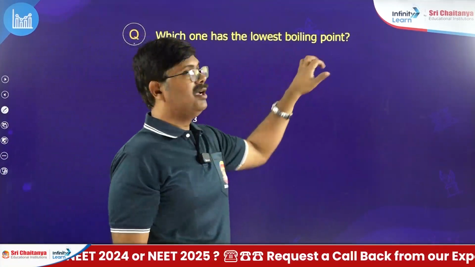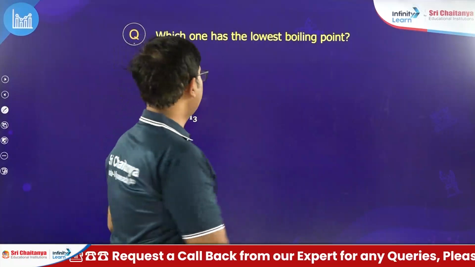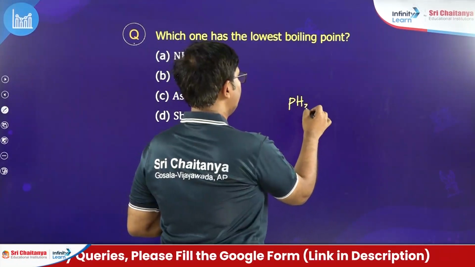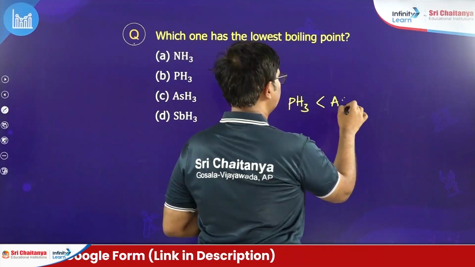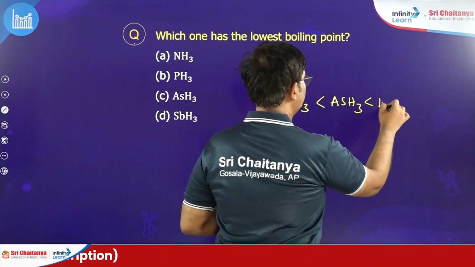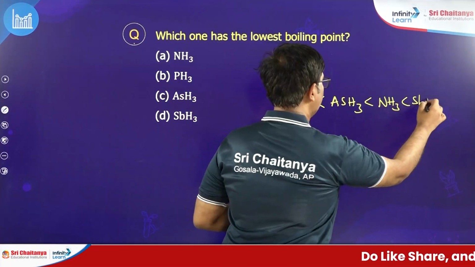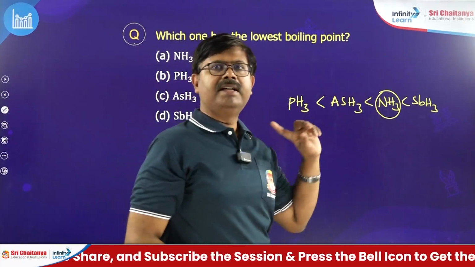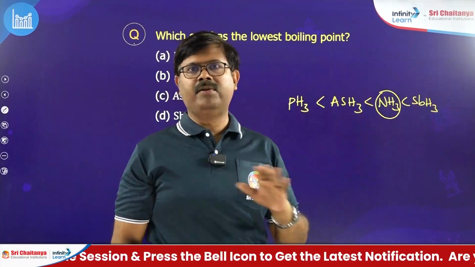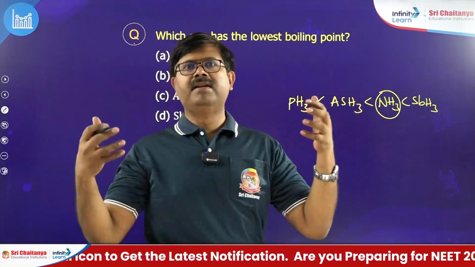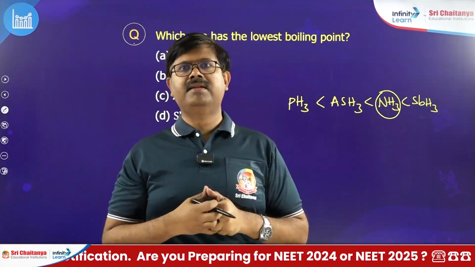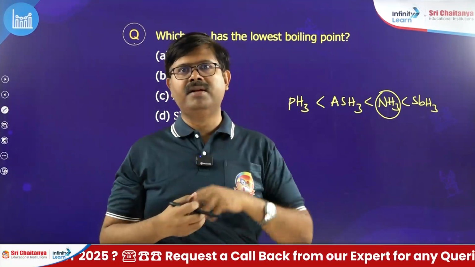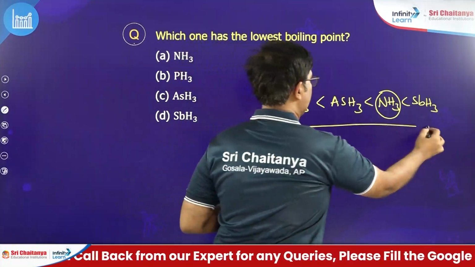Which one has the lowest boiling point? See, if you look at this, boiling point order of the hydrides of group 15, PH3, AsH3, ammonia and antimony hydride. See, if you just forget about ammonia for the time being, the other 3, phosphorus, arsenic and antimony, as the size increases, the intermolecular van der Waals forces increases. Therefore, boiling point, when intermolecular forces are strong, it is difficult to separate in the boiling process. Therefore, boiling point is increasing like this.